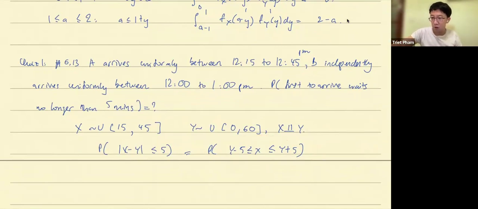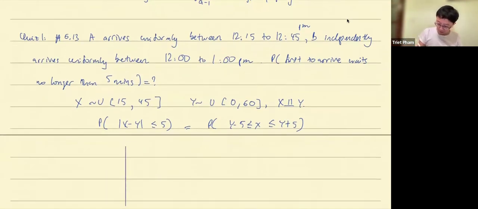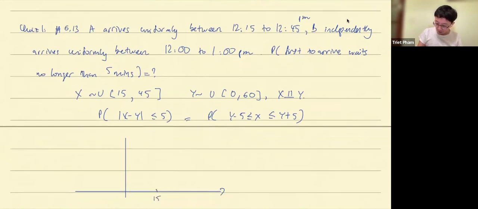The best way is, again, a geometrical argument. We're just going to draw the picture. x goes from 15 to 45, and y from 0 to 60. So it's uniformly distributed within this rectangle.